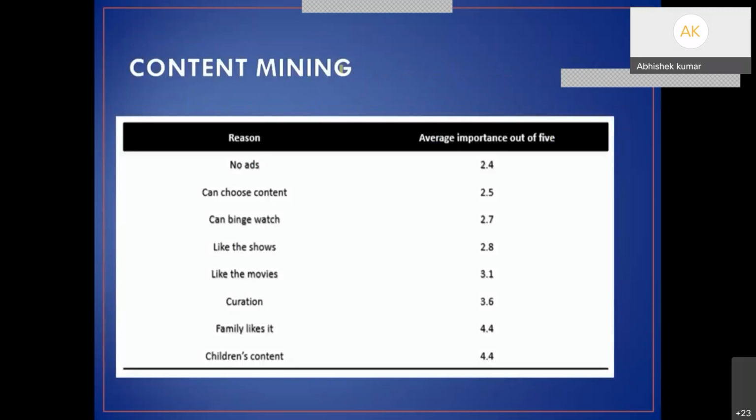This is content mining done, taken from there. So, average importance out of 5: no ads, can choose content, can binge-watch the shows. These are all attributes, not the reasons, when you are analyzing it. Like the movies, curation, family likes it, whether children's content is there or not, whether it is 18 plus content. So there are many things.